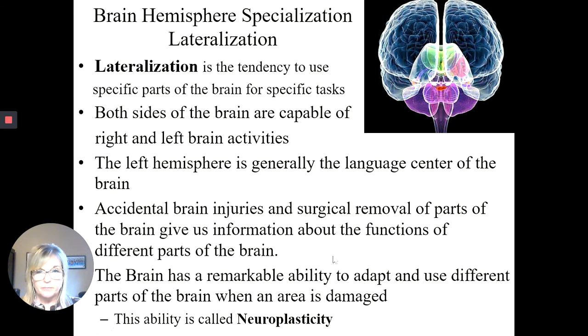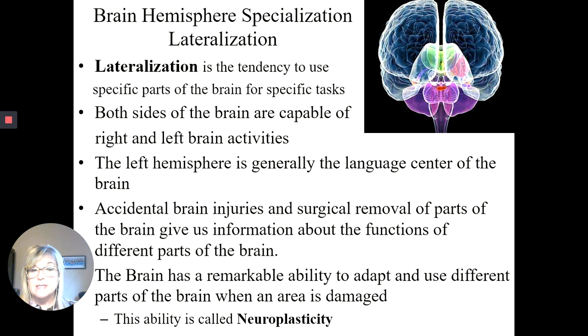One of the reasons we know different things about the brain is due to brain injuries. So accidental brain injuries, surgical removal of parts of the brain, strokes where people have had damage to certain parts of the brain. When somebody has damage to the brain, we can look at what difficulties they are having with functioning, and how that relates to the part of the brain that was damaged.